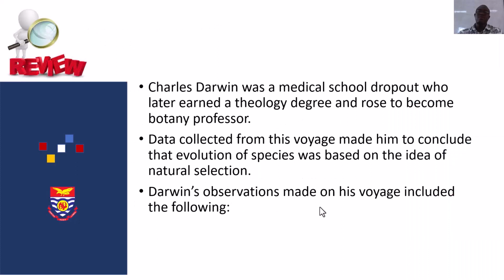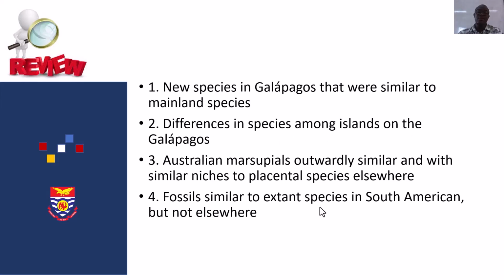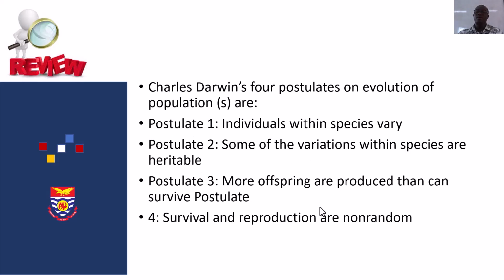So, in review, Charles Darwin was a medical school dropout who later earned a theology degree and rose to become a botany professor. Data collected from his voyage made him conclude that evolution of species was based on the idea of natural selection. Darwin's observations made on his voyage included the following: new species in Galapagos that were similar to mainland species, differences in species among islands on the Galapagos, Australian marsupials outwardly similar and with similar natures to placental species elsewhere, and fossils similar to extant species in South America but not elsewhere.